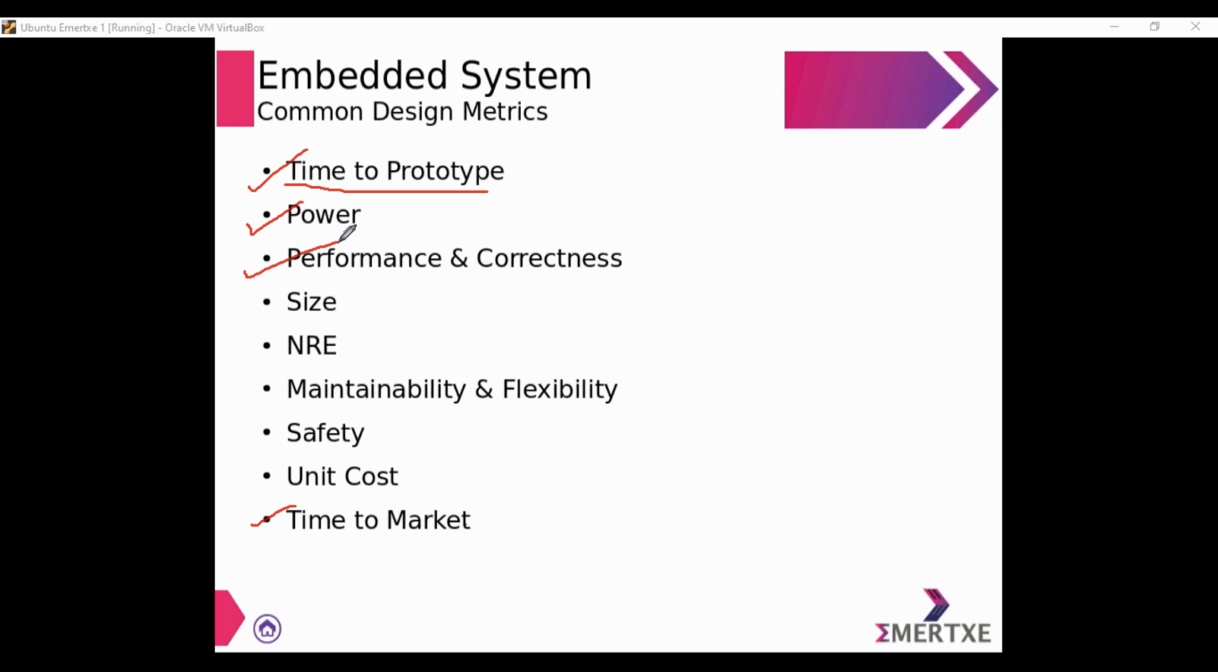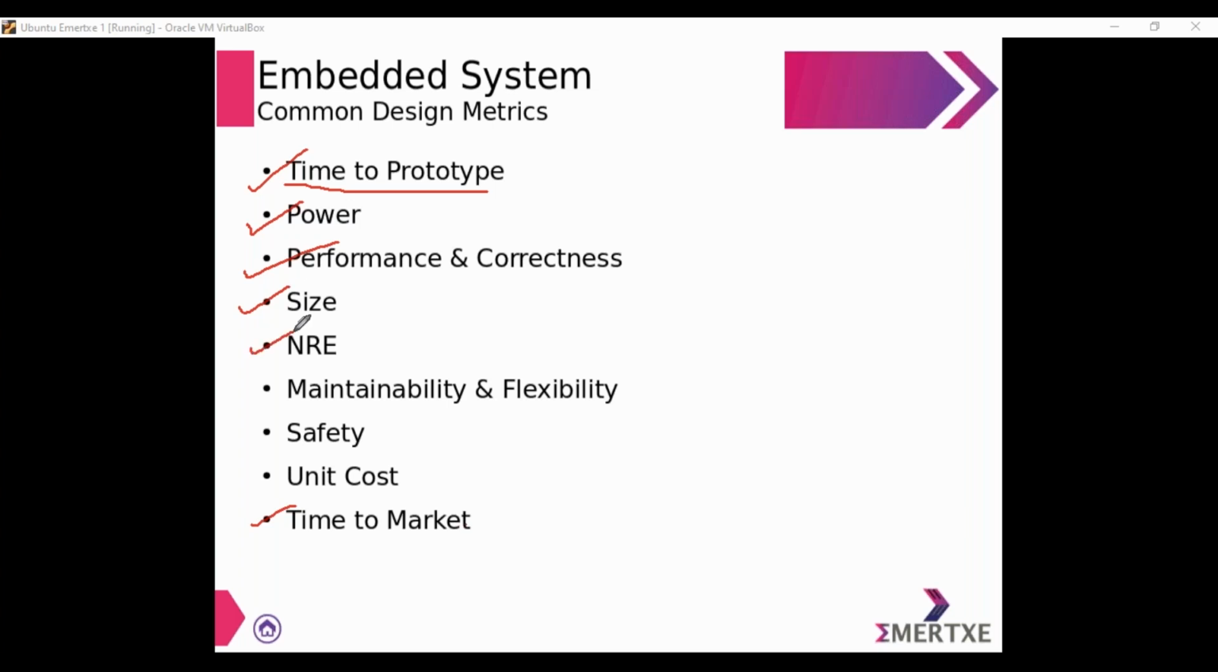Performance and correctness: obviously your system should perform fine according to the expectation. It should be working correctly, and you have to make sure time and space are properly consumed. Then size, it completely depends on the requirement. You can have the smallest embedded system design like that of your Bluetooth, or you can have the biggest embedded system design, completely according to the requirement. The size also has to be taken care of.